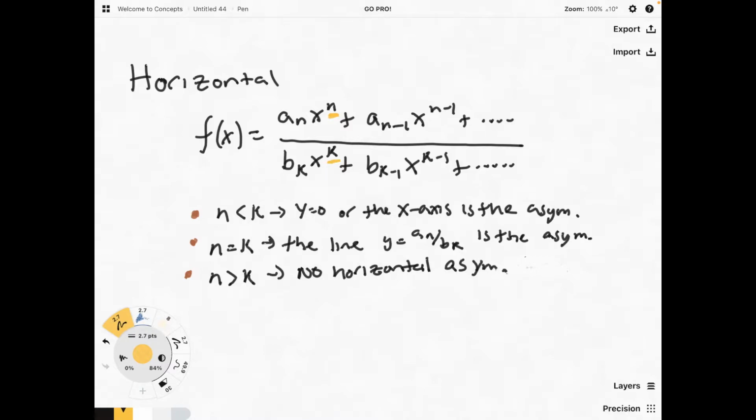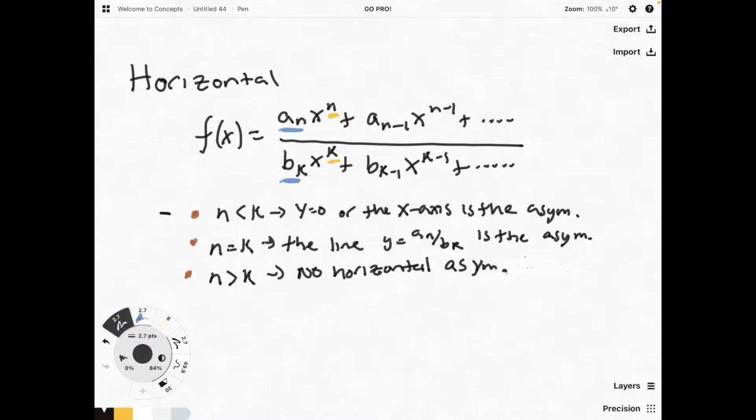The next rule states if n is equal to k, then the line y equals a_n, that is the leading coefficient of the numerator polynomial, divided by the leading coefficient of the polynomial in the denominator, and that is going to be your horizontal asymptote. Our last rule states if n is greater than k, then there's going to be no horizontal asymptote.